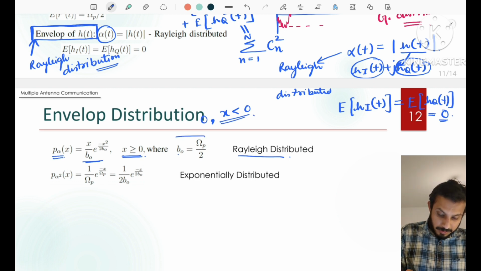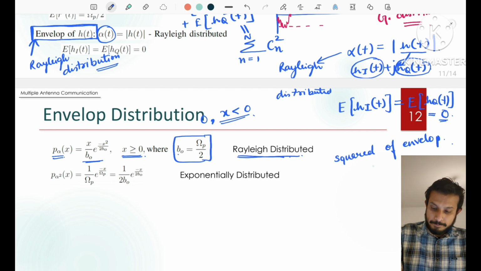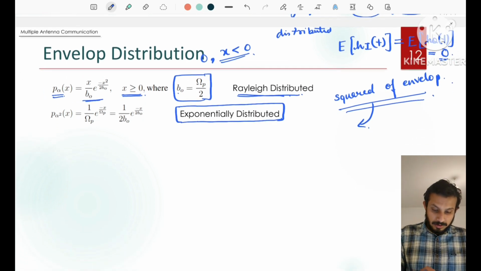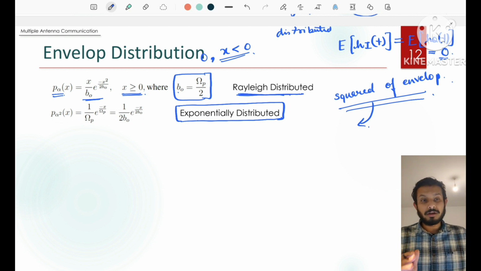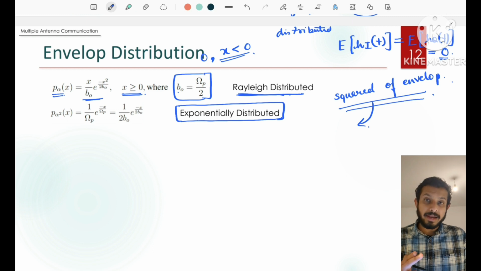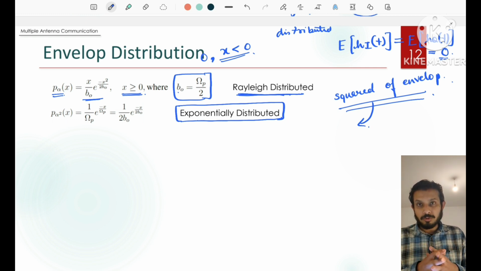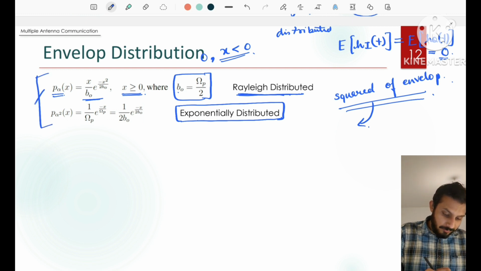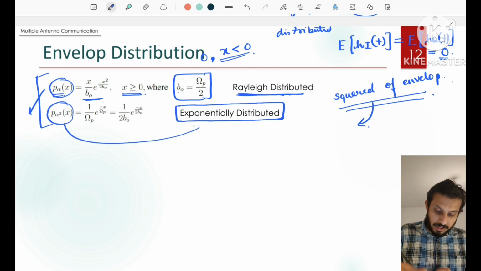where b naught is equal to omega p by 2. And we are also interested in the square of the envelope. So the square of the envelope, that is the power, is exponentially distributed when the envelope is Rayleigh distributed. So the assumption is this. What we have studied till now is that we rely on two assumptions. First, phi n is uniformly distributed between 0 and 2 pi, and second, n is very large, so that we can invoke the central limit theorem. As a result, we can add up all the distributions, and in the end we get a Gaussian distribution. So as a result, the envelope is Rayleigh distributed, and the power is exponentially distributed.